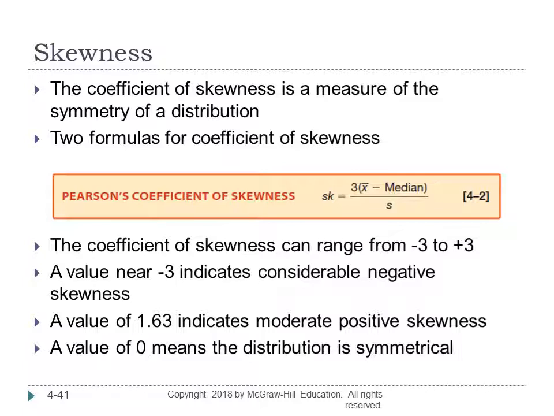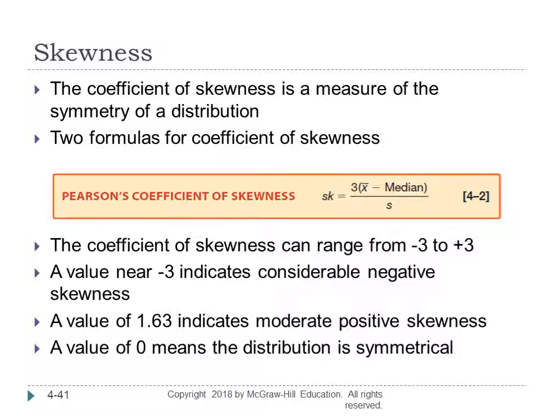The value of this coefficient will be a number between -3 and +3. Clearly, if you have a negative value, the graph is skewed to the left, to varying degrees. If you get a positive number, then the graph is skewed to the right. If you get 0, then the graph is symmetric. A value near -3 indicates considerable negative skewness.